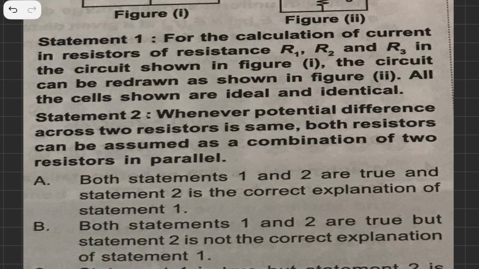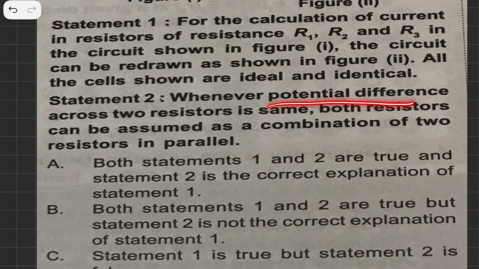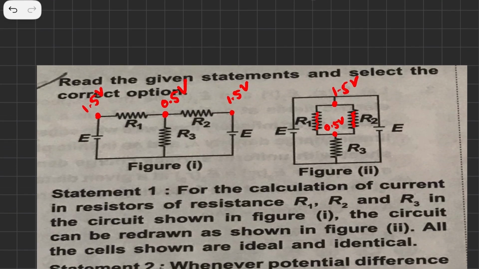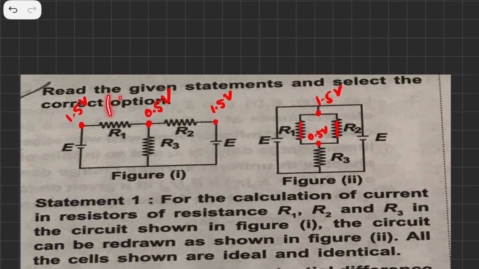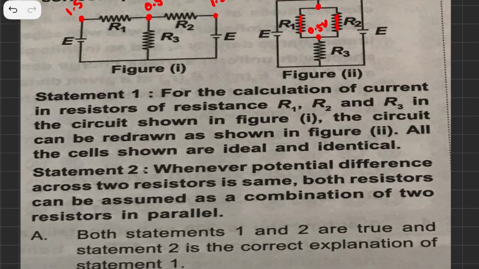Now the second statement says that whenever the potential difference across two resistors is the same, which is correct, both resistors can be assumed as a combination of two resistors in parallel. Now if you see, this is what is actually happening here. The potential difference was 1, 1, 1, 1, and these two resistances were not in parallel in this circuit. But in this circuit, you will see that these two resistances are in parallel connection. So whenever the potential difference across two resistors is the same, you can definitely connect them in parallel.